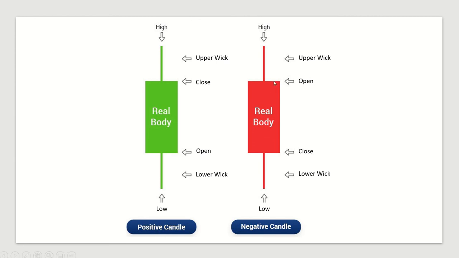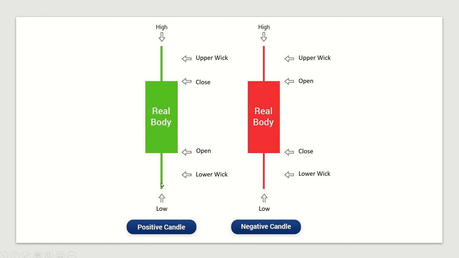And then the red is exactly the opposite in the sense of the body, right? The open is at the top and the close is at the bottom of the body, again, the body being this solid rectangle here. And this makes sense, right? For when it's red, the price is moving down. So it opens at the top, it closes at the bottom. The high and the low, though, is exactly the same. Doesn't matter the color of the candle, right? This is the high, this is the low, this is the high, this is the low.